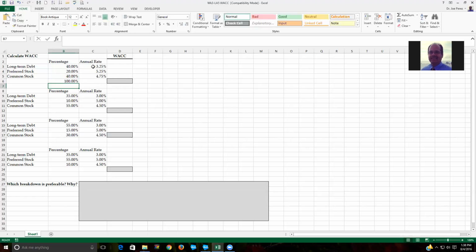You have the interest rate, the cost for each one of these financial instruments. So for the long-term debt or bond it is 3.25, preferred stock is 5.25, and common stock is 4.75. And to obtain the weighted average cost of capital, all you have to do is multiply. And remember, when you're working in Excel, before you insert a formula, you always have to insert equal and then type in the formula.